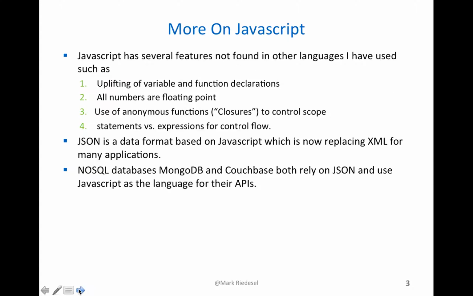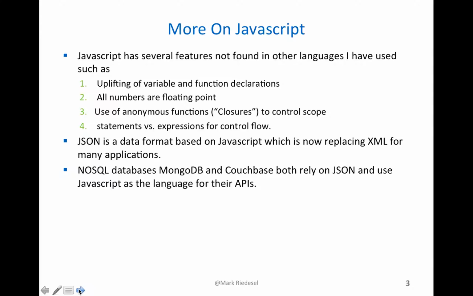If you really want to use D3, you have to understand JavaScript, and I found it was different from other languages I'd used. It has what's called hoisting of variables and functions, so that even if you put the list of variables at the bottom of your code, they end up as though they're listed at the top. All numbers are floating point. It has unusual scoping, and it uses anonymous functions to try to control that. And then it has both statements and expressions to control flow.